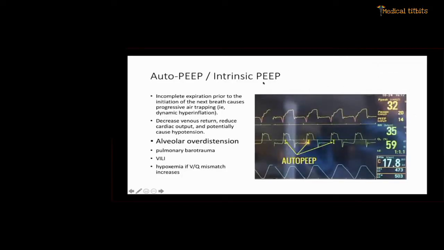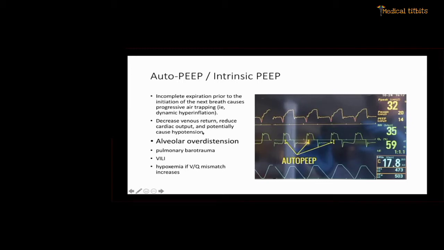So auto PEEP, or intrinsic PEEP, is incomplete exhalation prior to the initiation of the next breath. There will be progressive air trapping and dynamic hyperinflation. So the monitor will show a curve like this. The exhalation flow curve is not returning to the baseline by the time the next inspiratory flow happens.